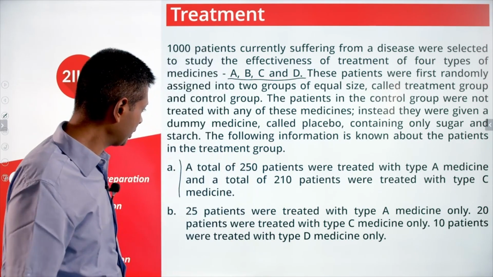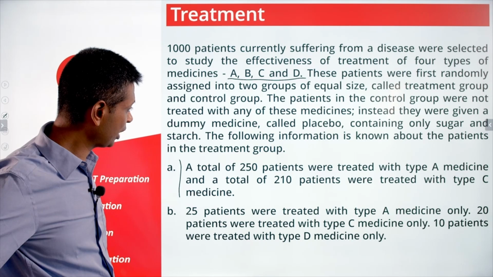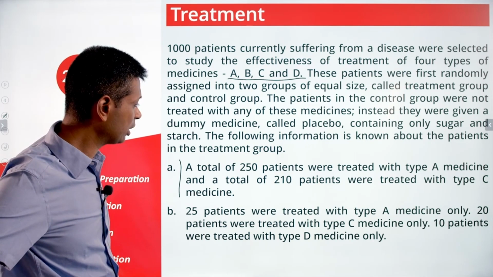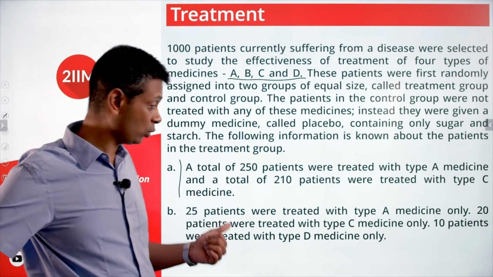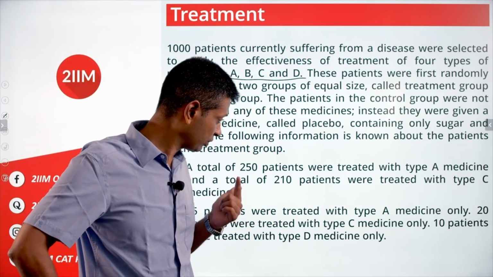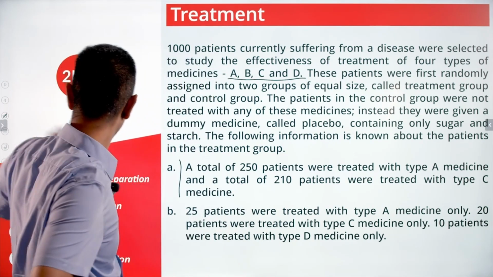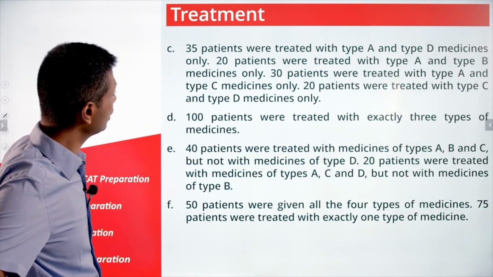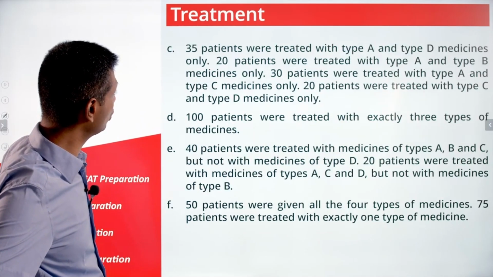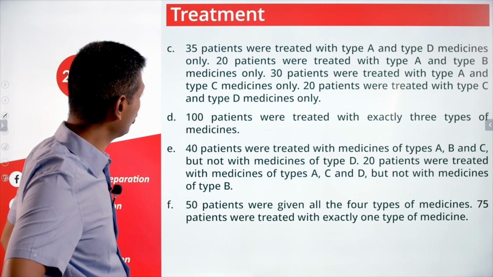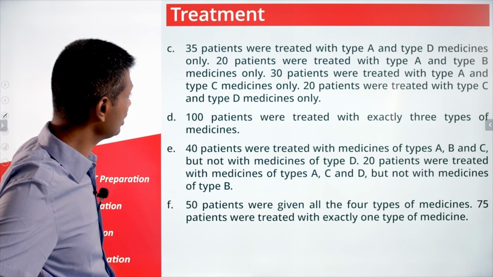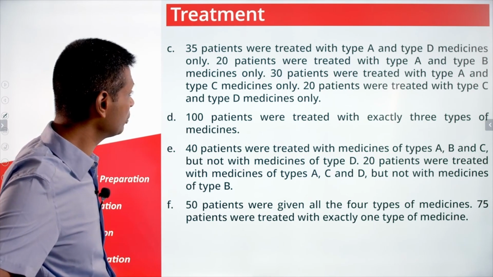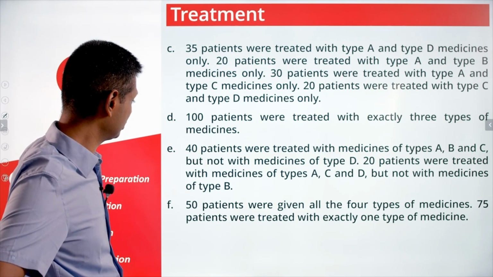25 patients were treated with type A medicine only, 20 were treated with type C medicine only, 10 were treated with type D medicine only. A only, C only, D only. Let's go on. 35 were given A and D only, 20 were given A and B only, 30 were given A and C only, 20 were given C and D only. 100 were treated with exactly 3 types of medicines.